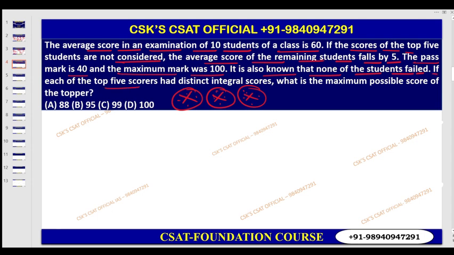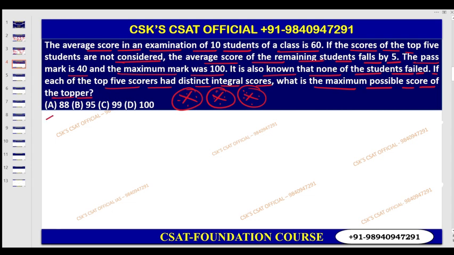If each of the top 5 scorers has distinct integral scores. So what do you mean by that? Distinct integral scores? Different, right? So next, what is the maximum possible score for the topper? Maximum possible score for the topper.